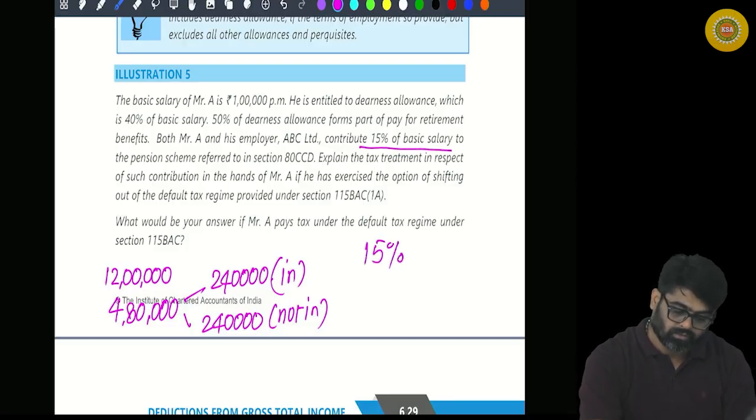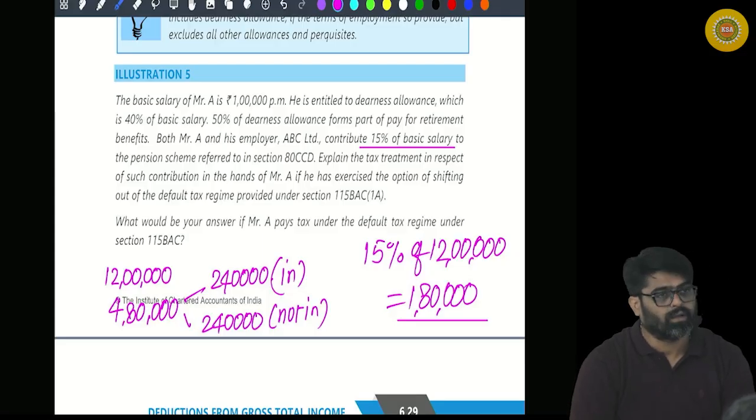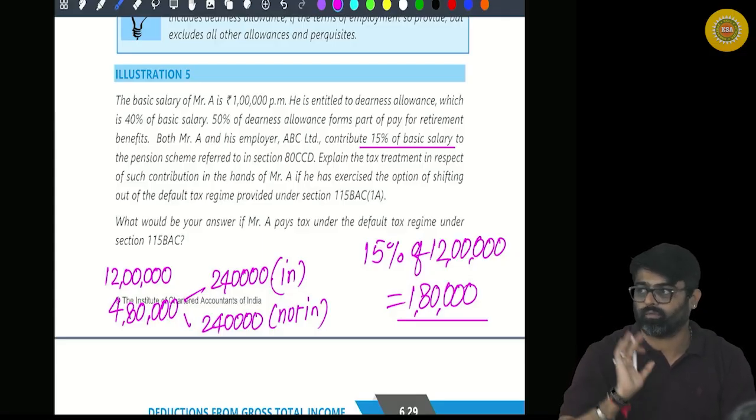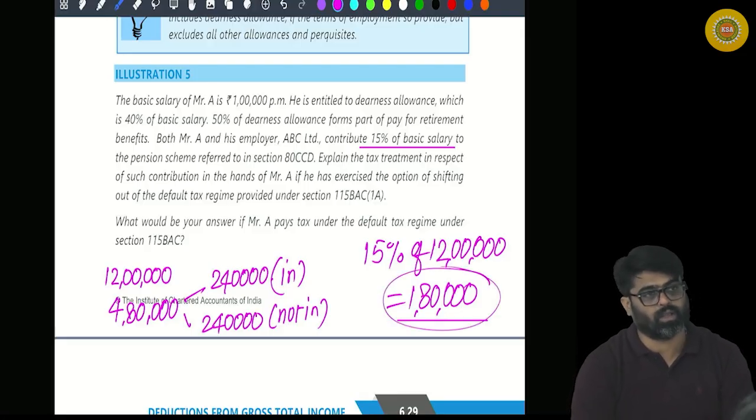See this. 15% of what was your basic? Calculate 15%. So 1 lakh 80,000 will be contributed by whom? Mr. A. And 1 lakh 80,000 will be contributed by employer. First of all, Mr. A is contributing.